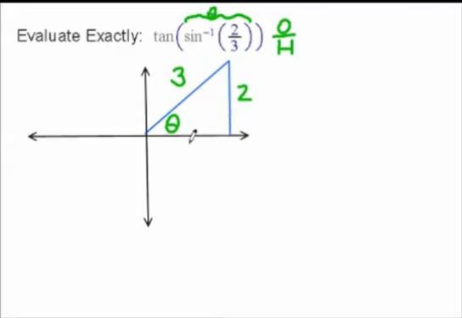To find the third side, we're going to use the Pythagorean theorem. So it'll be 3 squared minus 2 squared, and then the square root of that answer. That'll be 9 minus 4, which is 5. So the third side is going to be the square root of 5. Then to find the tangent of this angle, it's opposite over adjacent, so 2 over the square root of 5. So this whole thing is equal to 2 over the square root of 5.